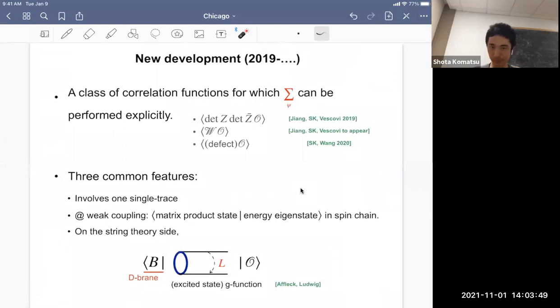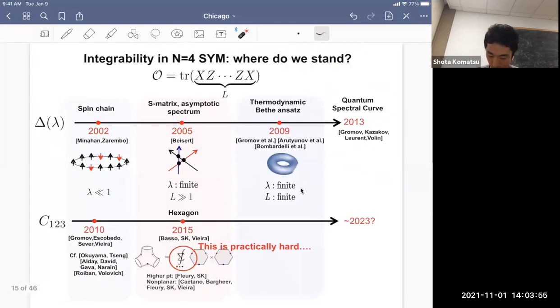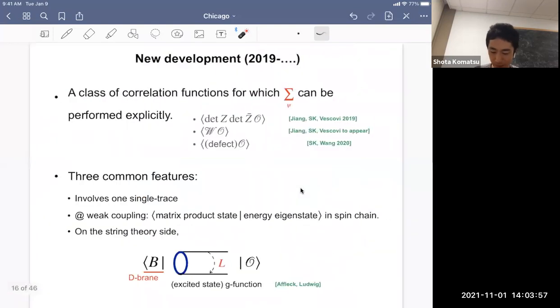So, let's now talk about the new development. People found that there is a class of correlation functions for which this sum and integral can be performed very explicitly, and several of them are already discussed in the paper. One is the 3-point function of 2 determinant operators and 1 single trace operator. The second is the 2-point function of a Wilson loop and a single trace operator. The third is the single trace operator in the presence of a codimension 1 defect.